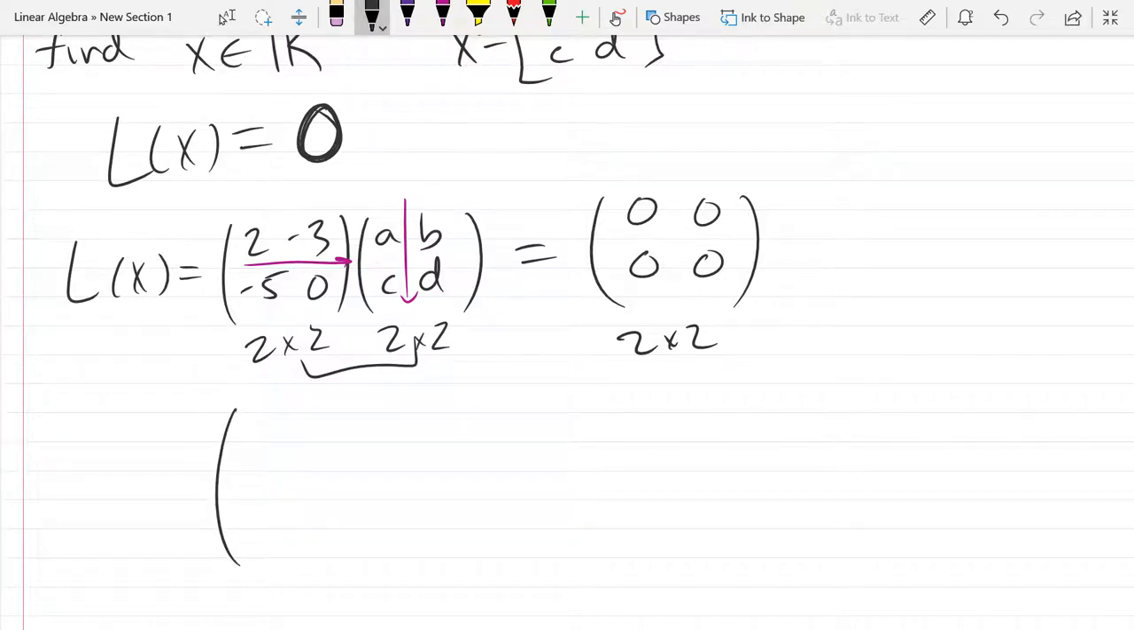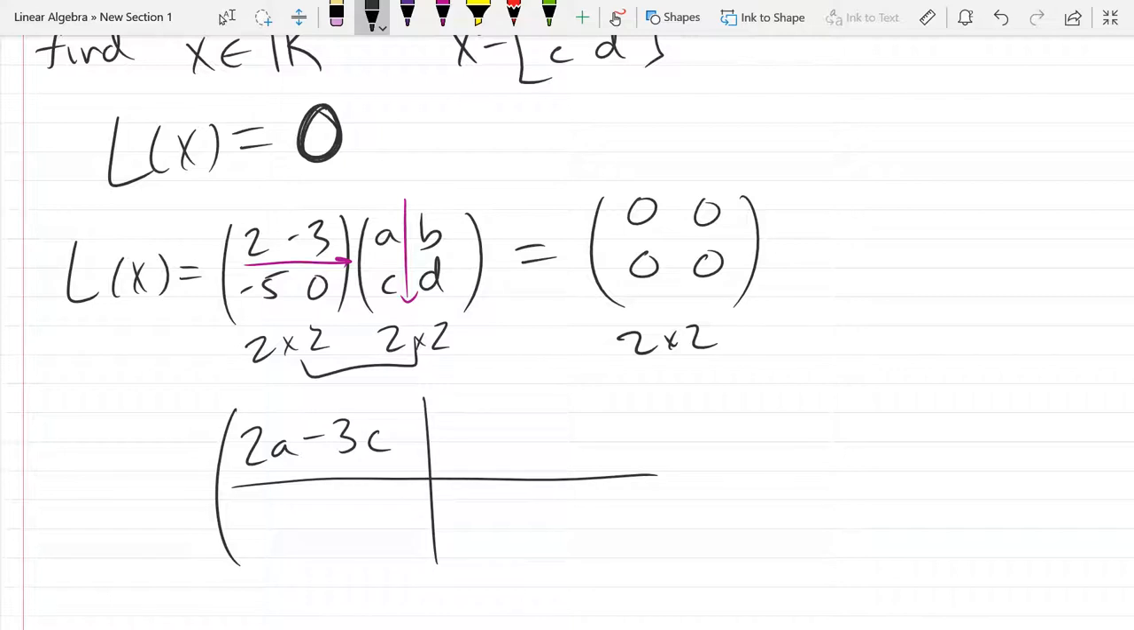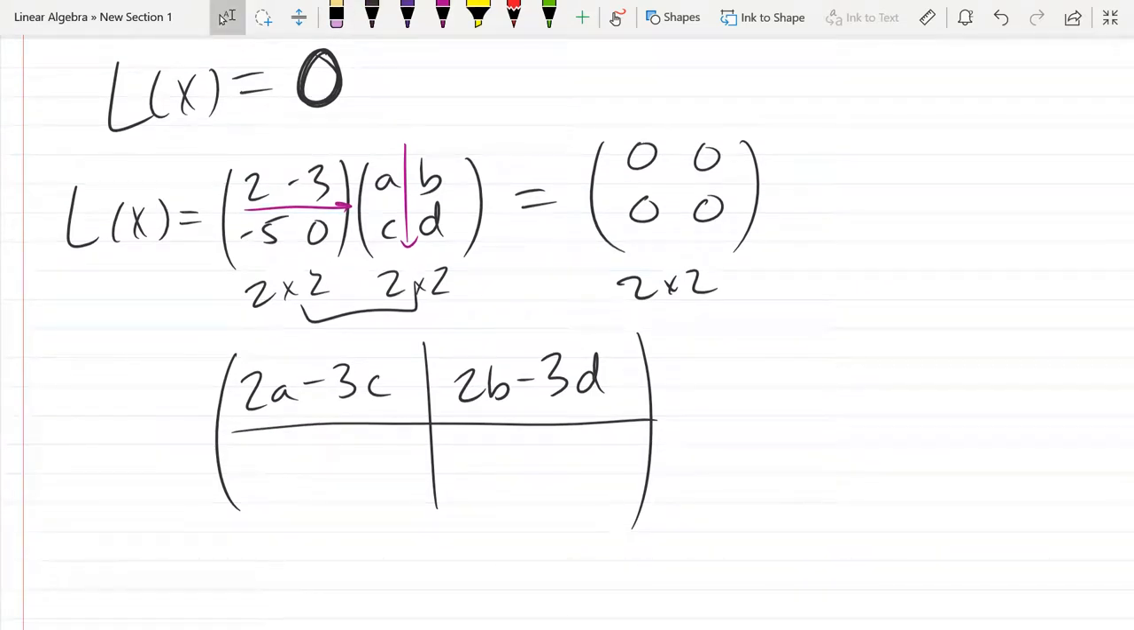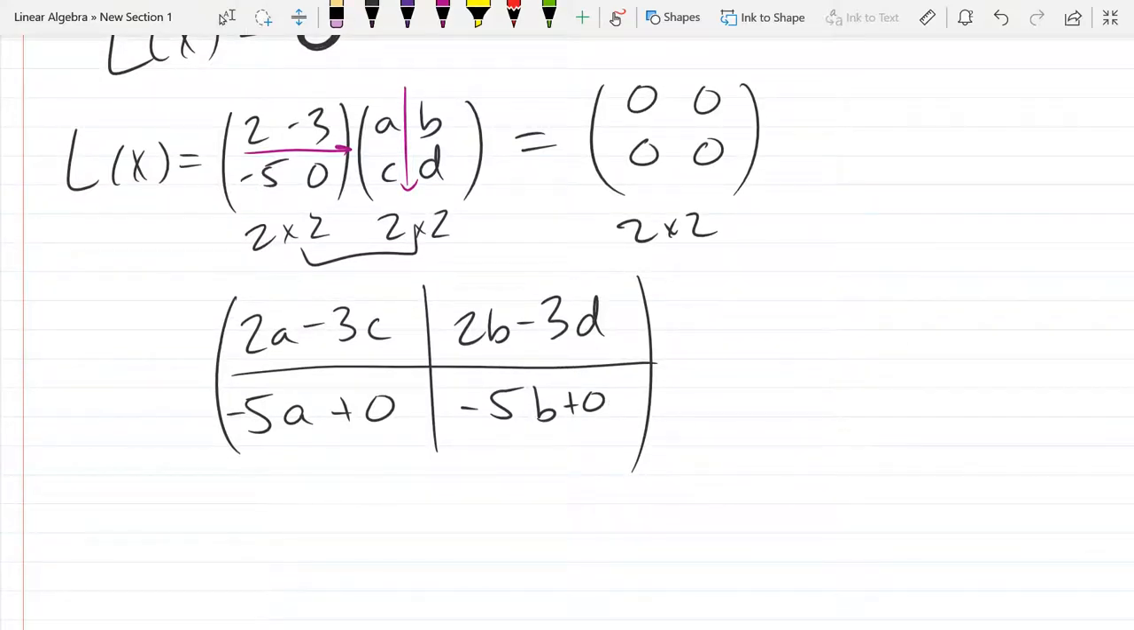So our product matrix is going to be 2A minus 3C. That's our upper left entry. Upper right is going to be negative 5A plus 0, and then that's not right. 2B minus 3D. I think I'm very ready for the weekend. Did I do that multiplication right? 2B minus 3D. That looks good. All right. Second row, I got negative 5A plus 0C. And then negative 5B plus 0D. So I think I got an extra easy example here. Yours will probably be more difficult. That 0 makes my problem a little bit easier than yours may be.